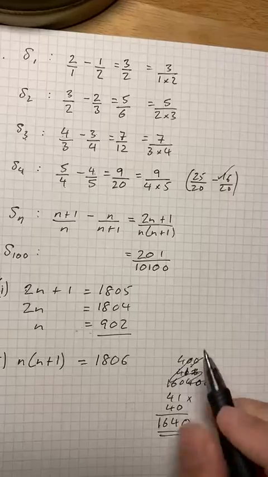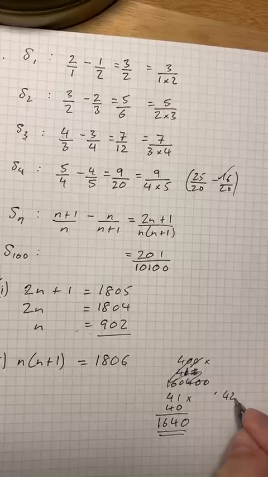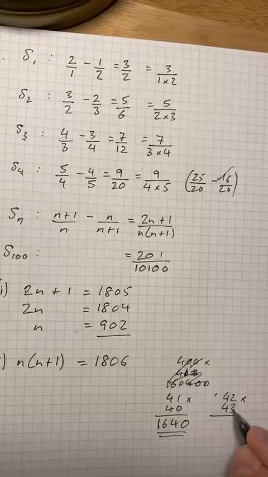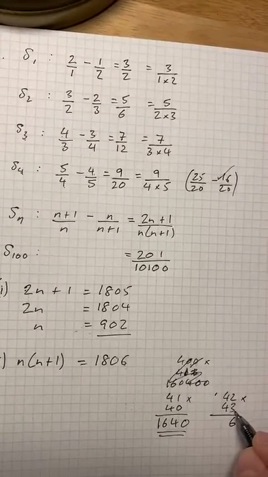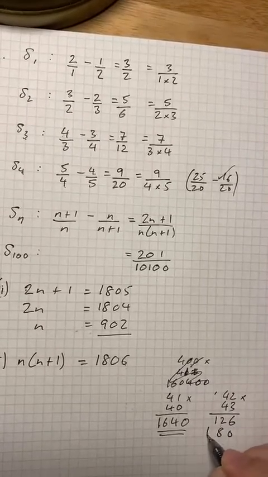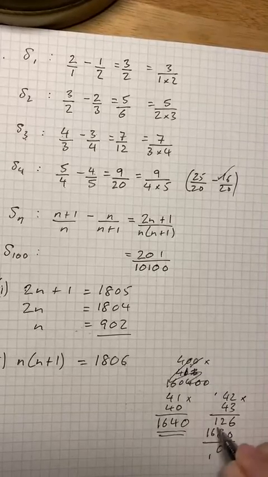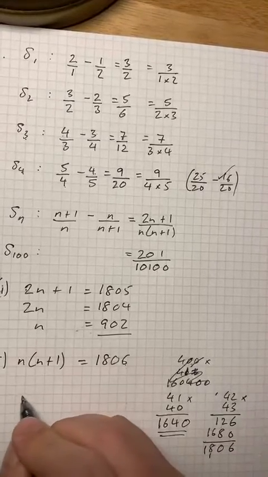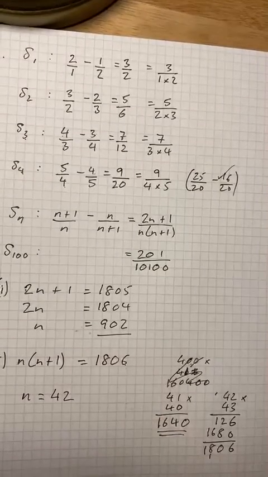It's going to end in a 6, so let's try 42 times 43. Doing that because the 2 and the 3 get close. That's 6, 0, carry 8, 1. Okay, so n equals 42, and we're done.